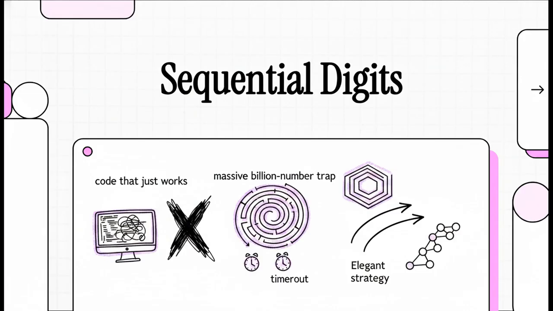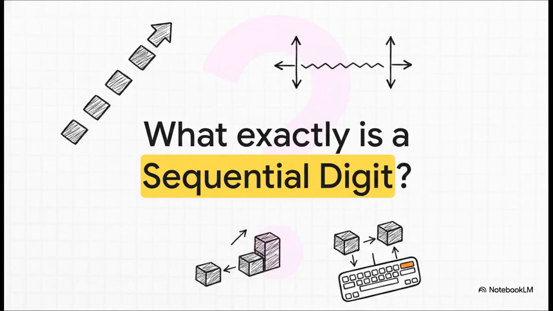If you've ever found yourself staring at a seemingly simple math-based coding problem, only to realize that checking every single possibility is going to crash your system or time out your compiler, well, you're exactly in the right place. We're going to see how to completely bypass this massive billion-number trap using a couple of incredibly elegant strategies. Okay, let's dive into this.